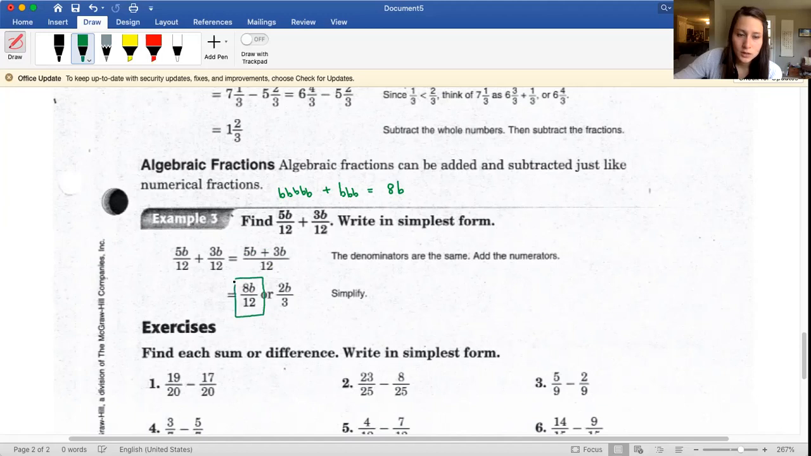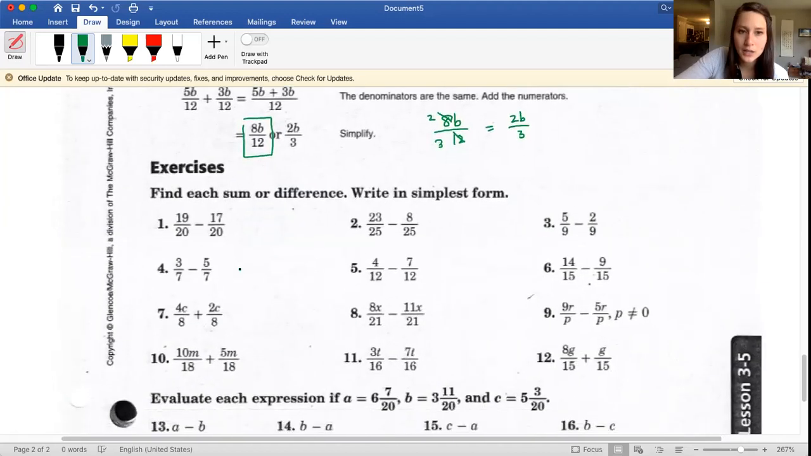8b over 12, we can still look at this as a fraction we can simplify by simplifying just the numbers. And so 8 and 12 simplify to become 2 and 3, divisible by 4, right? So this becomes 2b over 3. So that's just something that's a little new. We'll do a few of these together and work these out. So we'll do 1, 4, 7, and 10, and then I'll let you loose and do your own, okay?